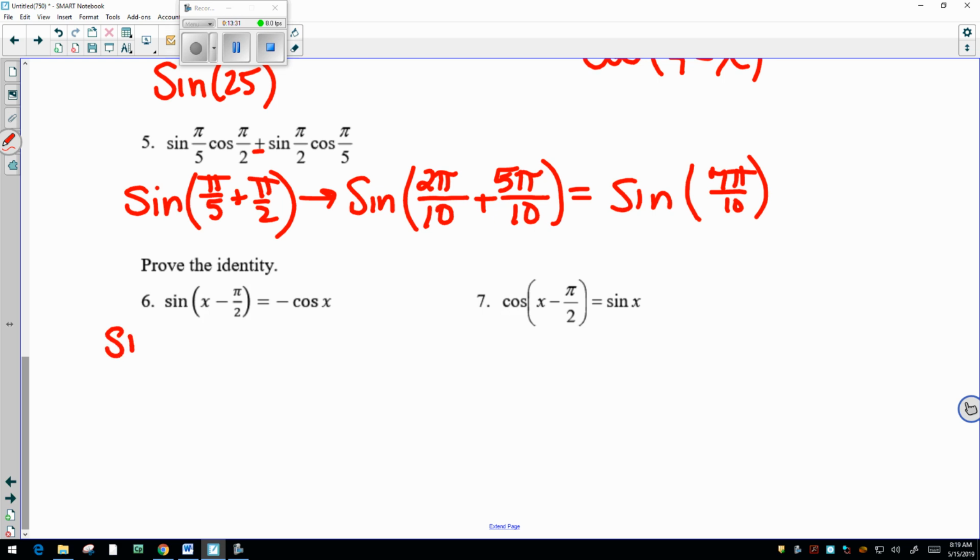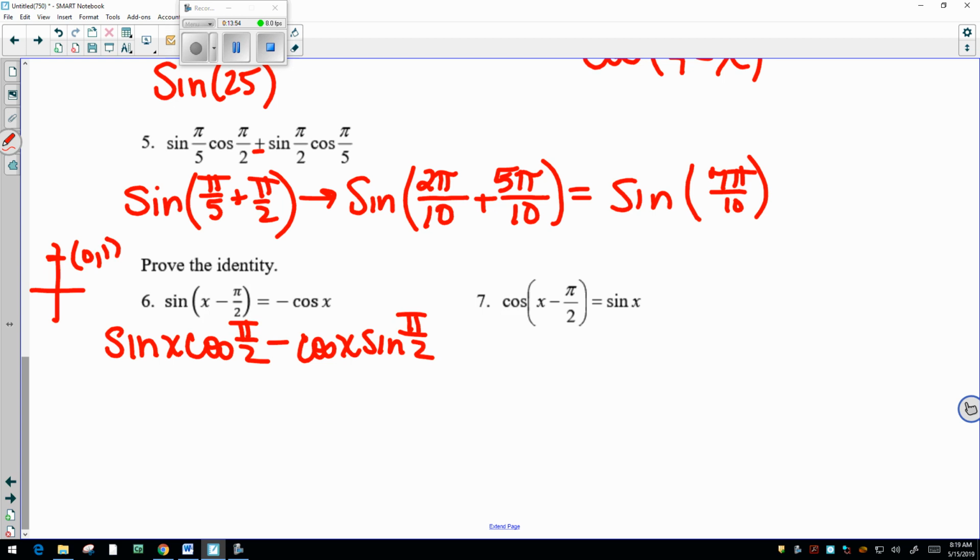So if I plug it in, we have sine of x, cosine of pi over 2. Sine stays the same, so minus. And now we have cosine of x, sine of pi over 2. And we can evaluate. Pi over 2, that's our quadrantal angle, right? So that's our 90-degree angle up here. The coordinate is 0, 1. Keep in mind it goes cosine comma sine. So we have sine of x times 0 minus cosine of x times 1.